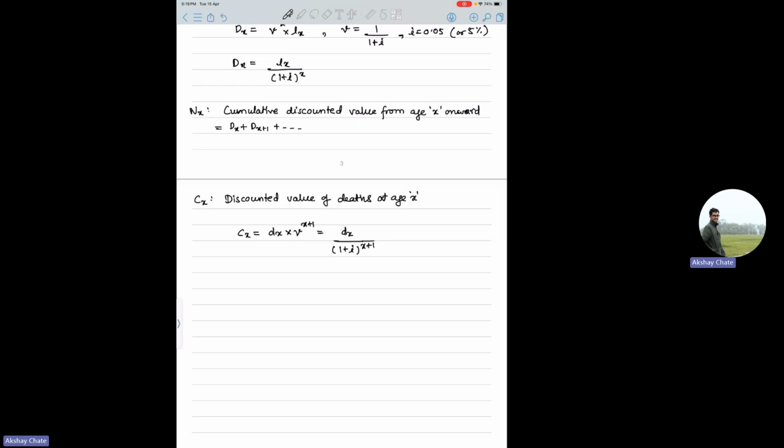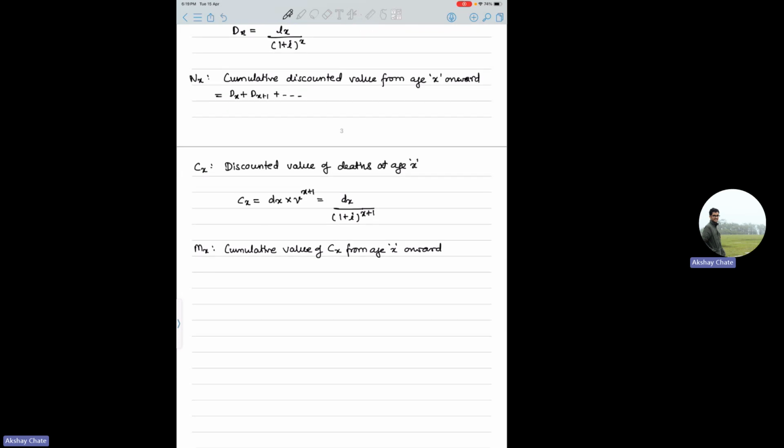And then you have another formula for Mx, which is called the cumulative value of Cx from age x onward. So therefore your Mx is nothing but Cx, Cx+1, Cx+2 and so on and so forth.